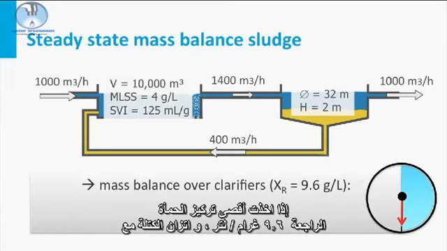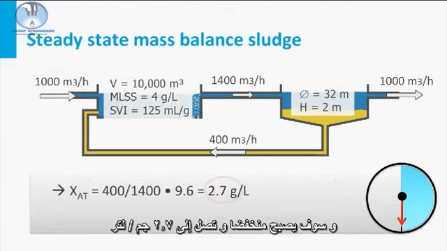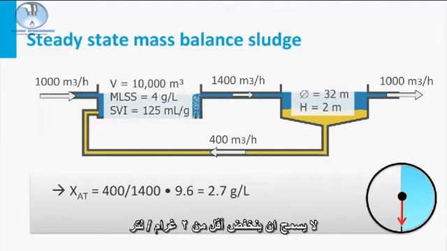If you take the maximum return sludge concentration of 9.6 grams per liter and a mass balance with the stormwater flow of 1000 cubic meters per hour, you can calculate that the new concentration in your aeration tank will become as low as 2.7 grams per liter. This is fine, since one of the rules of thumb is that the concentration in the aeration tank is not allowed to drop below 2 grams per liter.